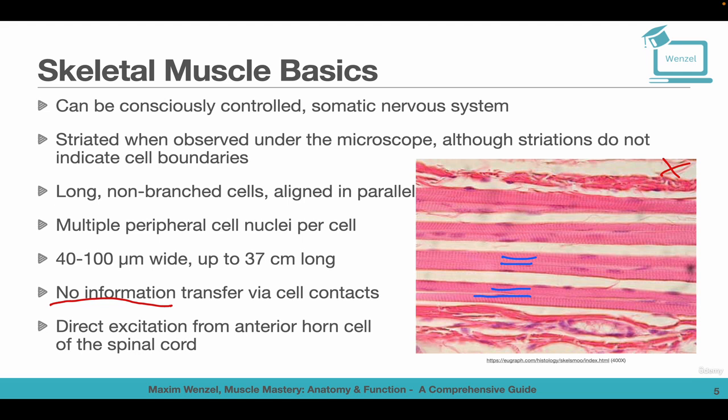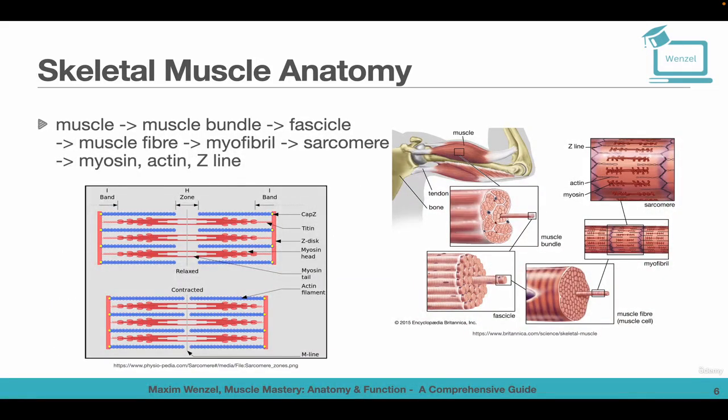We have a direct excitation from the anterior horn cell of the spinal cord. The spinal cord is in your back, and the muscles will be activated by the anterior horn cell. Now we will be diving into the anatomy of the skeletal muscle. We will go from big to small. We will start at the muscle and we will end at this little picture here.